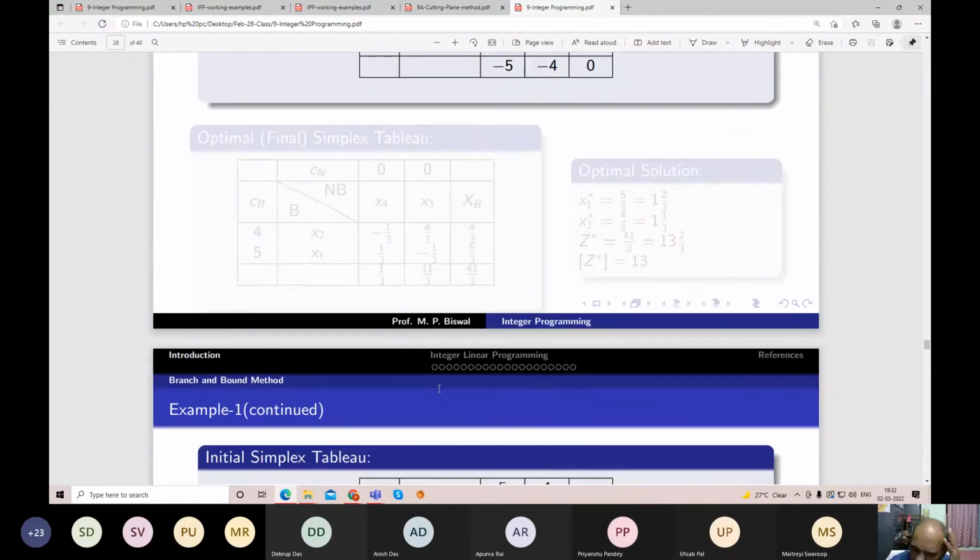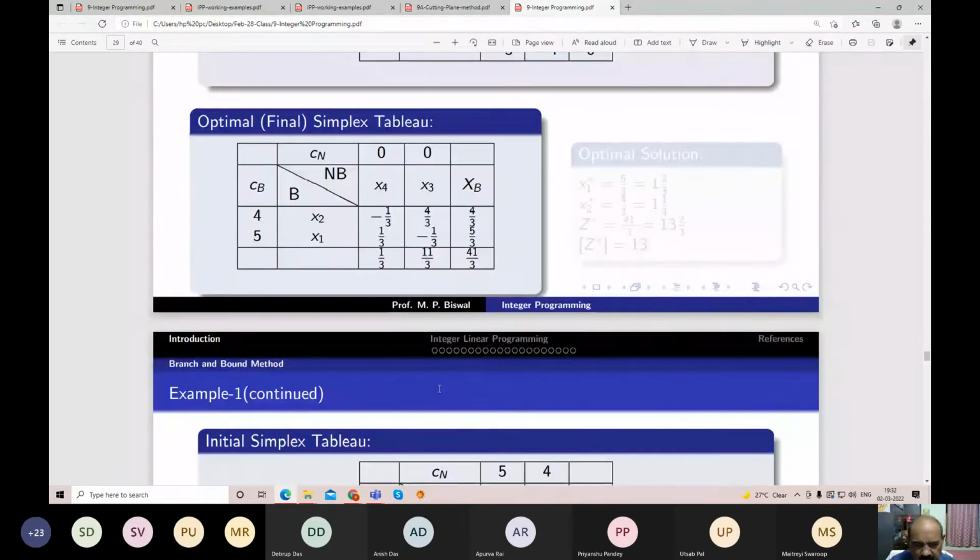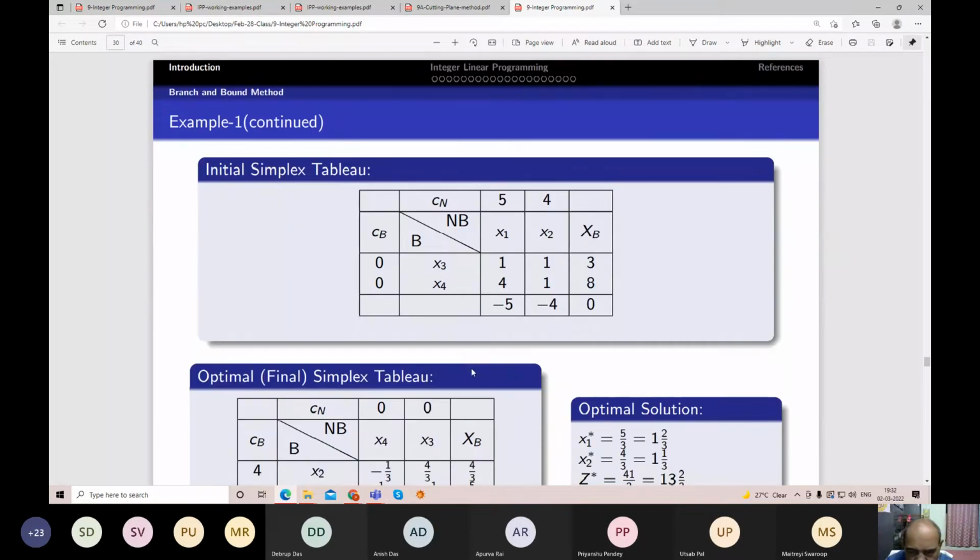Our solution for this example is like this: x1 equal to 5 by 3, x2 equal to 4 by 3, and what sort of solution is it? It is a non-integer solution, right? Non-integer solution x1, x2. So we will select one of the variables. Generally, we select the variable which has the largest fractional part, 4 by 3, 5 by 3. Which one will we consider?